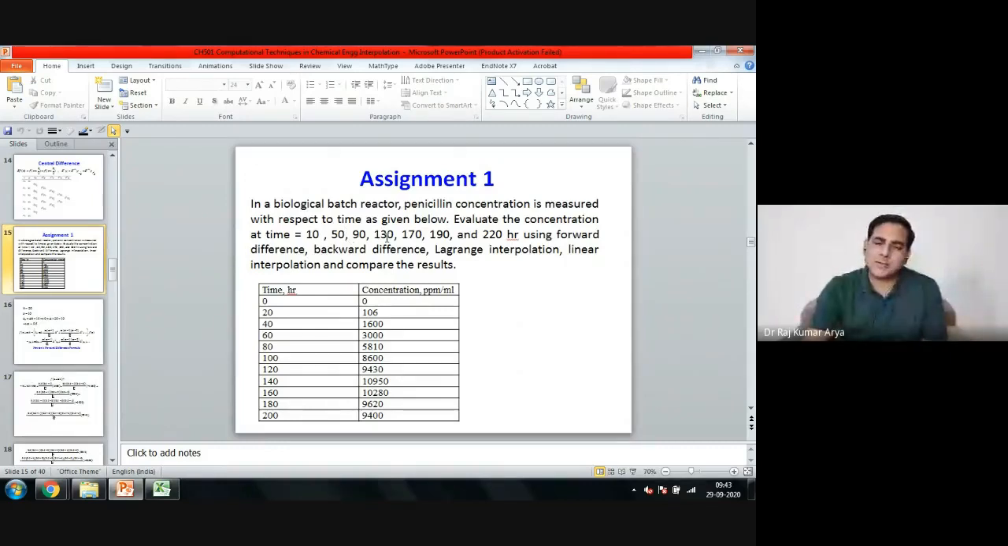Then 50 also gives 4 answers, and 90 also. So you will calculate all of them and then see which ones are very close to each other. Whichever look very close to each other, those are actually the correct answers. You can also check the correct answer from here, because if your answer needs to be in a particular bracket, then obviously if it is coming in that bracket, that's fine.